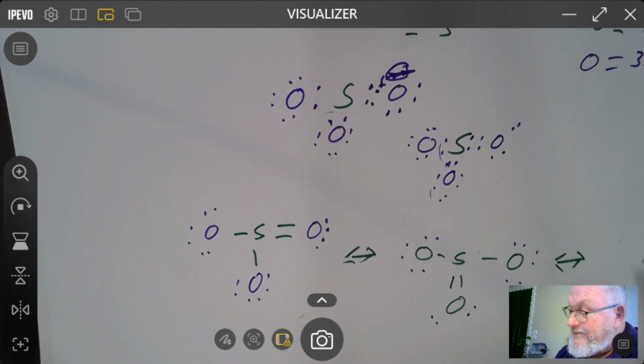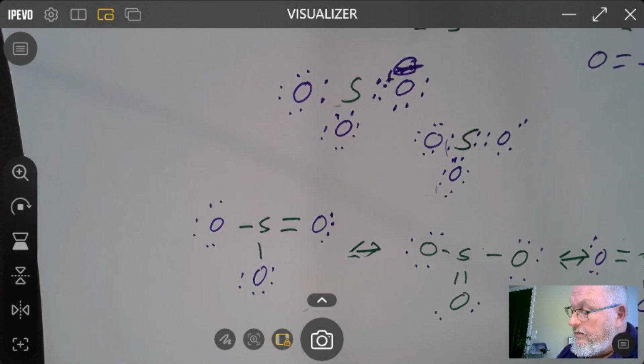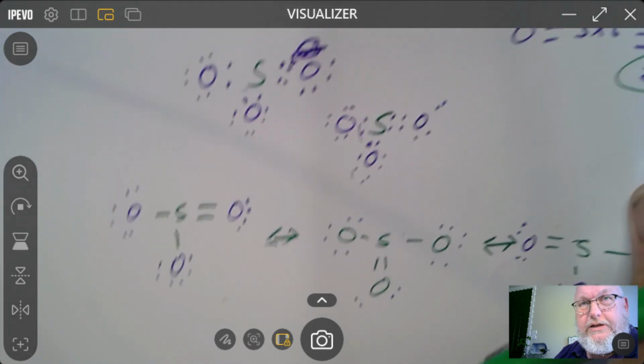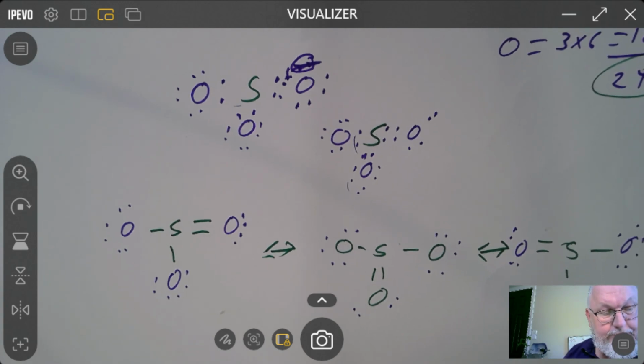Okay, it doesn't matter which oxygen it goes to. So that double bond would move around a little bit. It's resonance. It shows resonance. And that's one way of showing it. All right, there's a couple of different ways. I'm sure you'll learn some more later.